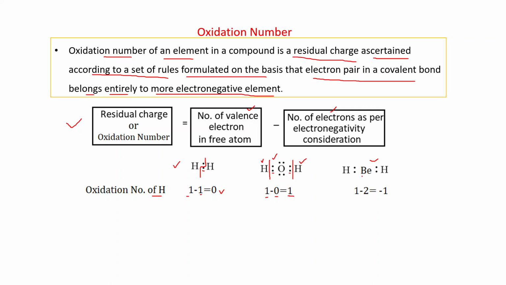Now in BeH2, hydrogen is more electronegative than beryllium. So this bonded pair of electrons is counted with the hydrogen, and this bonded pair is also counted with the other hydrogen. In this way, we can say each hydrogen atom has 2 electrons in this molecule. So the oxidation number of each hydrogen atom in BeH2 is 1 minus 2, equal to -1.